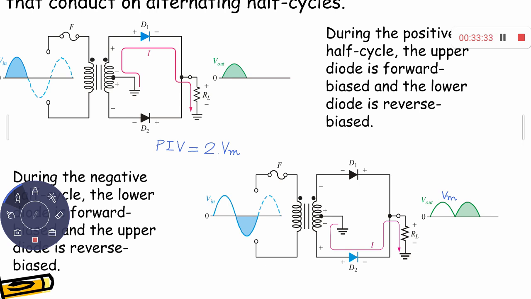Now, which one is beneficial? PIV of Vm or PIV of 2 Vm? What's your answer? Vm. Why Vm? Because the diode will not have to go through a higher voltage and get fused. Why 2 Vm? Somebody said 2 Vm.